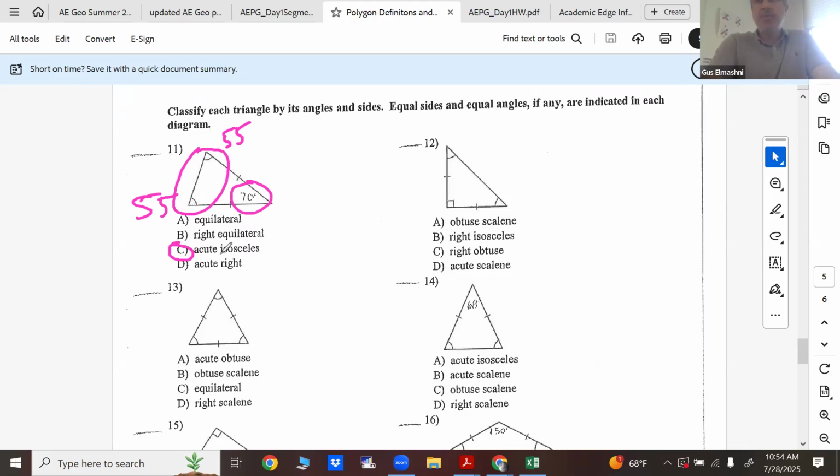But I can also say isosceles. Why am I going to say isosceles? These sides. So the acute part is for the angles, the isosceles is for the sides. So we had two classifications here.